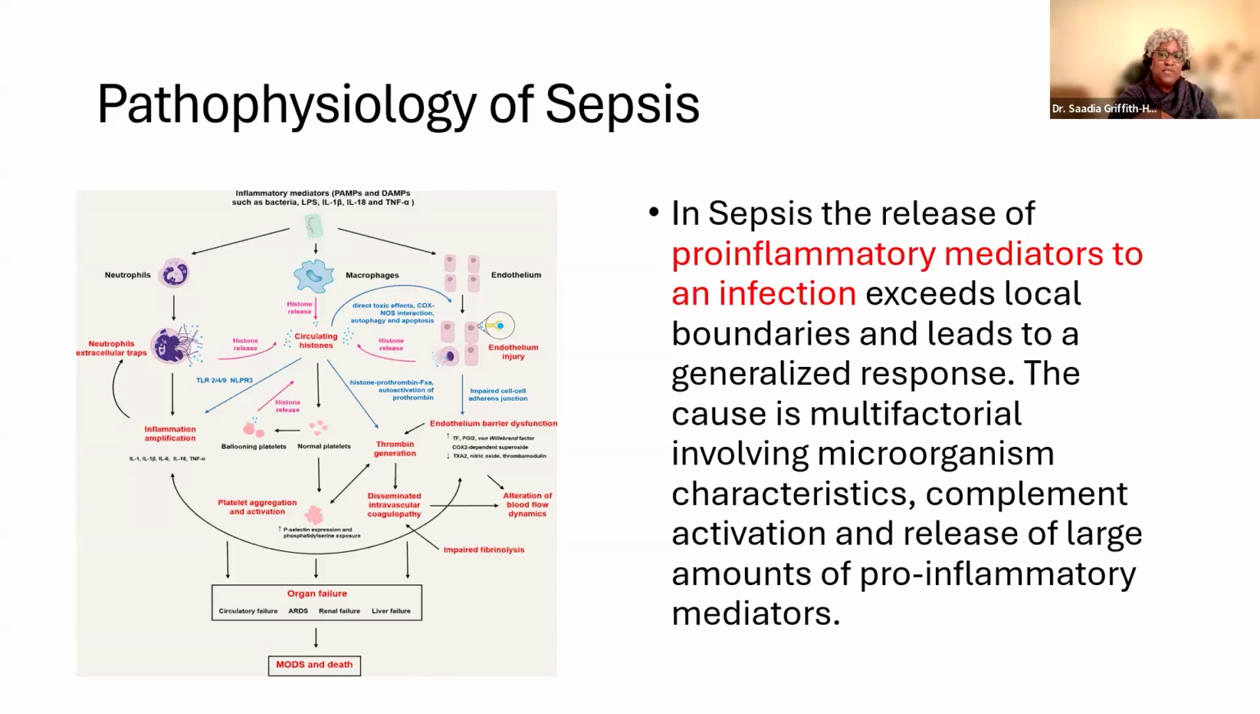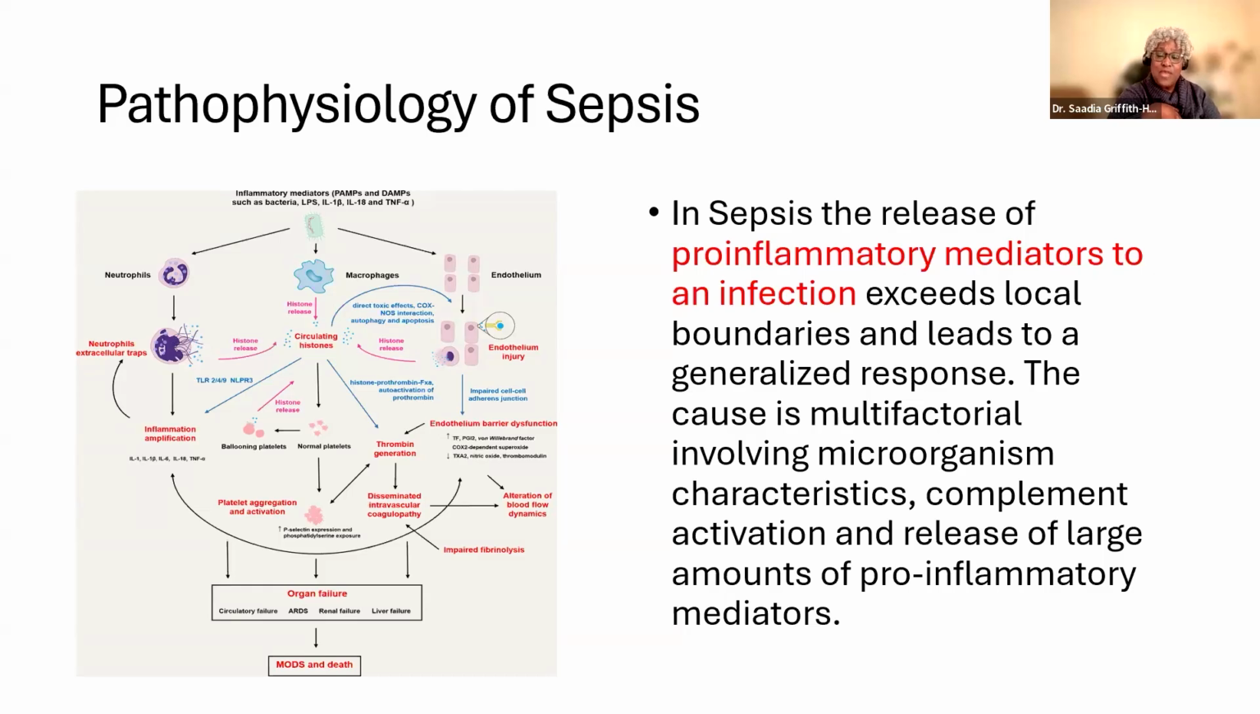The pathophysiology of sepsis involves the release of pro-inflammatory mediators in response to an infection, which exceeds the local boundaries and leads to a generalized response. So it escapes the local area. Maybe it was a UTI, an infection in the kidney, where those responses would be appropriate, but now it has escaped and become generalized. The cause of sepsis is multifactorial. It has to do with the microorganisms, which most commonly are bacterial, but can also be fungal, viral, or parasitic, depending on where you live in the world.